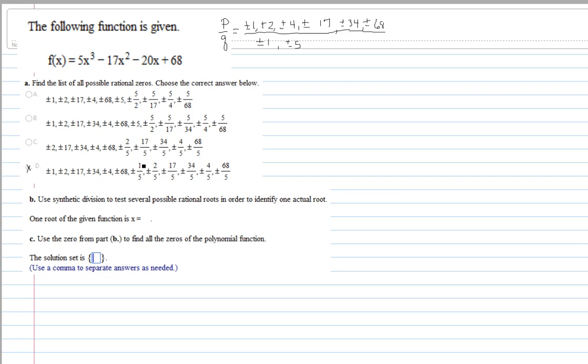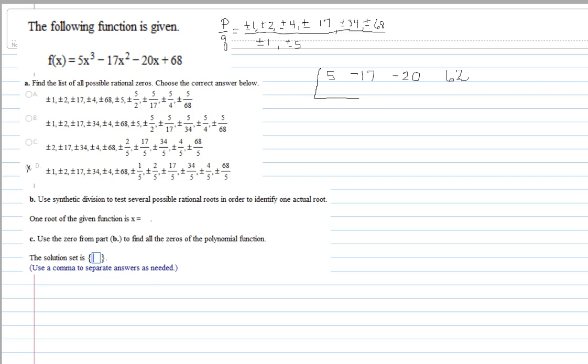Then you've got the plus minus 1 over 5, 2 over 5, 17, 34. I don't know why the 4 is out of order, but it's there in 68. It says use synthetic division to test several possible rational roots in order to identify one actual root. Well, having done this a bit and only having a 5-minute video, we're going to use 2.